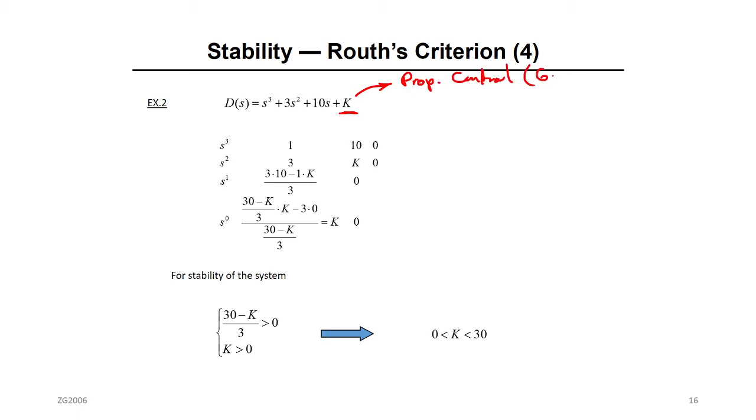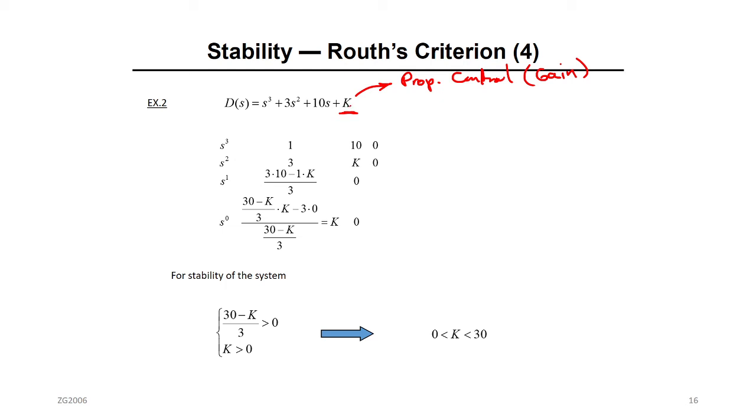Okay, or the gain. We call it the gain also, like the volume of the radio. So for example, this is the characteristic equation of a control system, like the radio in your car. And this gain represents the volume of the radio of the car.